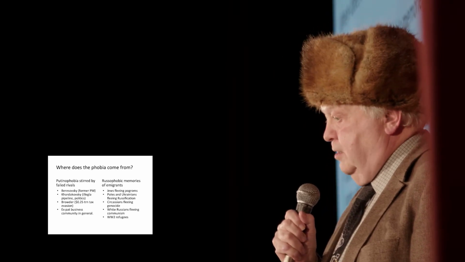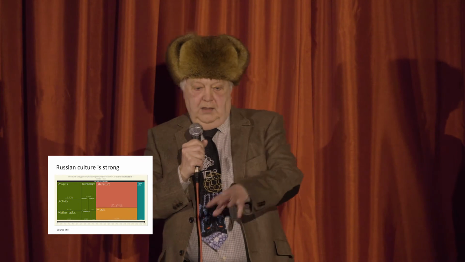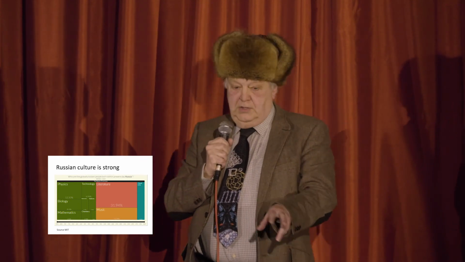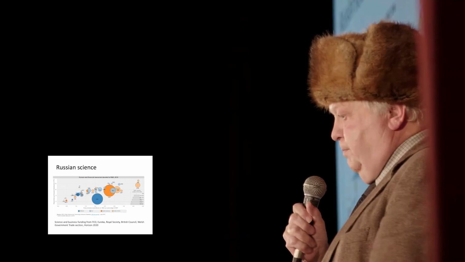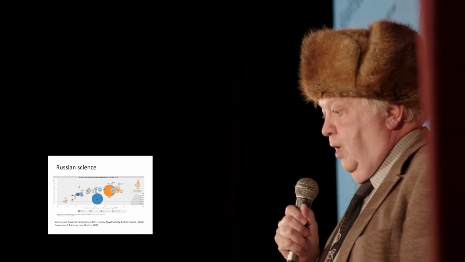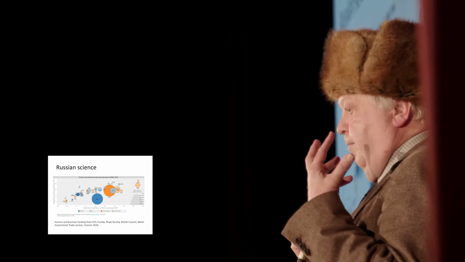The phobia against Russia has a lot of roots. In this case, I think we are mostly being influenced by failed Russian competitors. But on a positive note, Russian culture is strong. This is a survey by MIT of intellectuals, and it reveals a fairly even balance between science and art. Russian science spends about as much as we do on research and development. These blobs show the size of research and development. If we leave the EU, they are absolutely our nearest possible new partner.